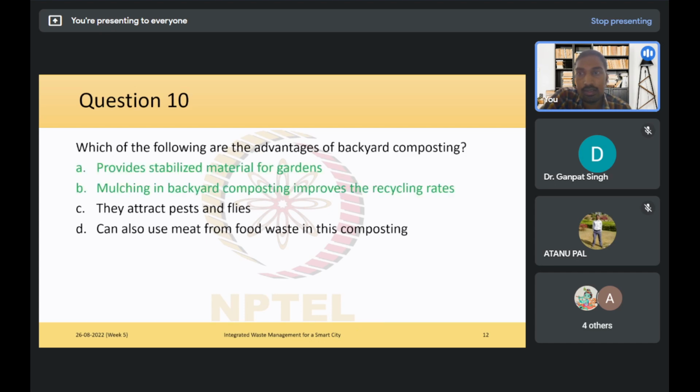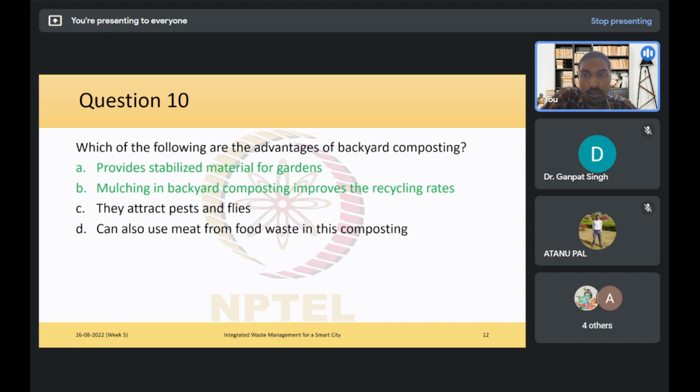Okay, so the answer is both options A as well as B are advantages. When we do backyard composting, those compost materials can be used for our home gardens, right? So we could do that. Also, we could do mulching. Mulching is where we break down the yard waste that is in our backyard and let it compost by mixing it with the soil, so that will help us improve the rate of recycling. This does not get into the other waste, so it helps in the separation also, and also improves our recycling rate.